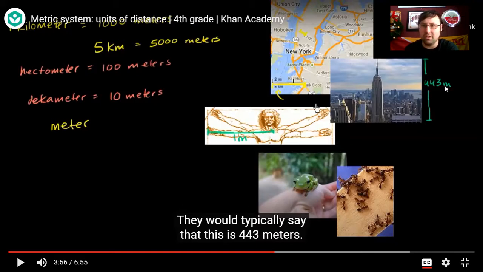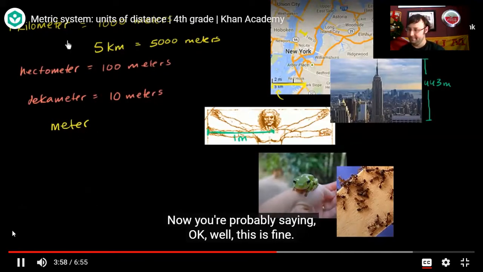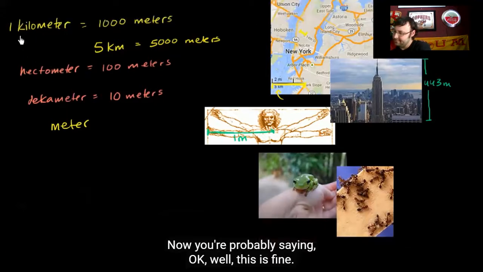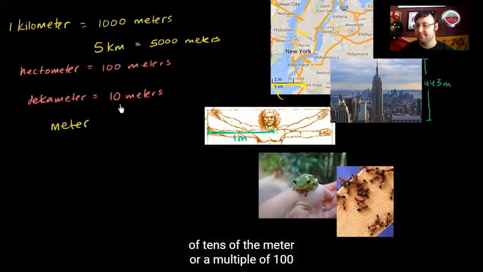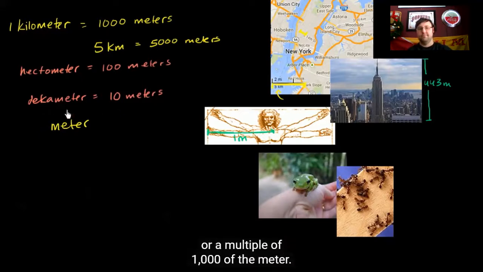So just like that, you can convert just by moving that decimal point. You don't need to remember all the conversions. You only have to remember the prefixes. Continuing. Now you're probably saying, okay, well, this is fine. Using these prefixes on the meter, I'm able to describe distances that are larger than a meter, that are multiples of tens of the meter, or multiple of 100, or multiple of 1,000 of the meter.